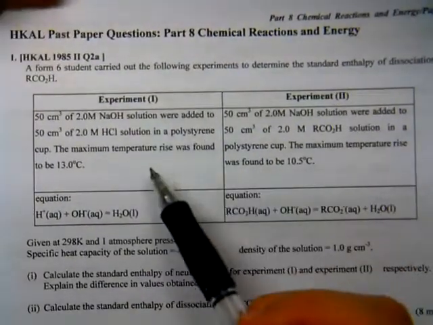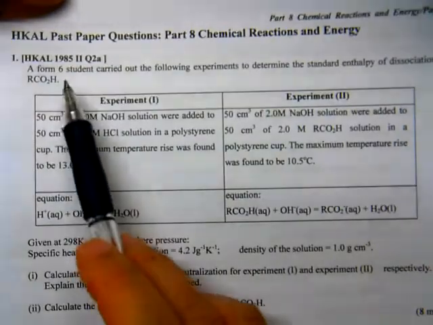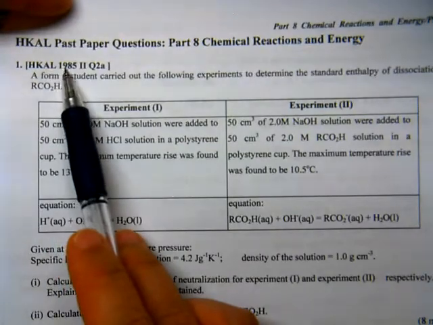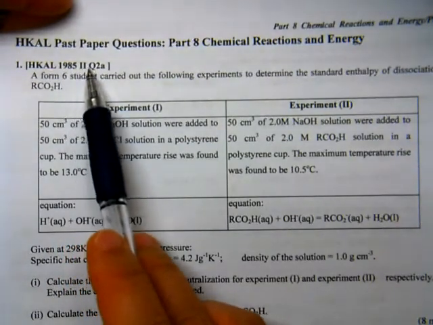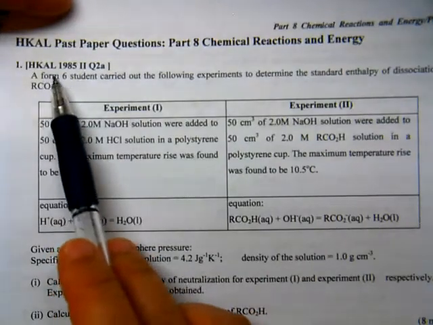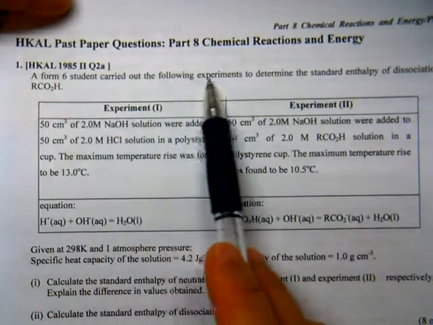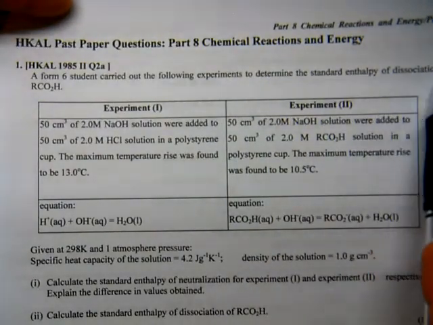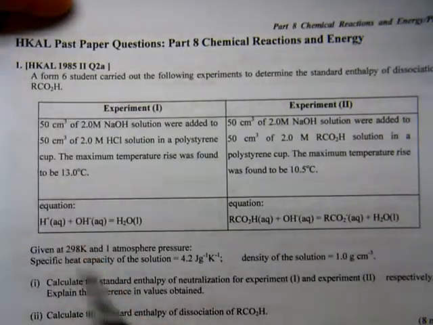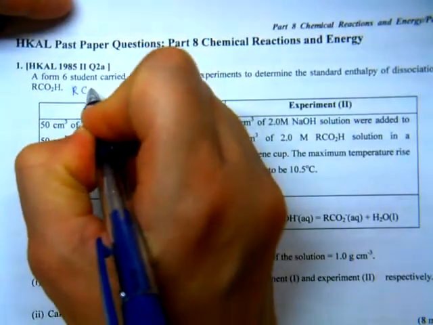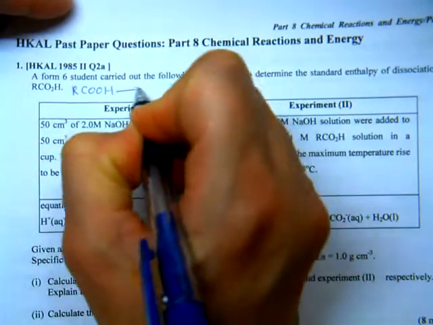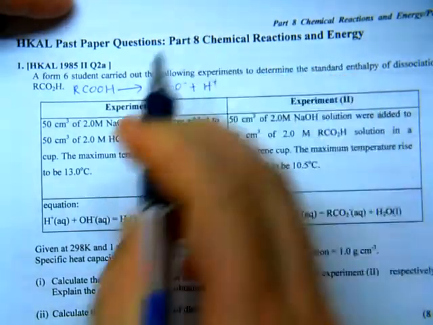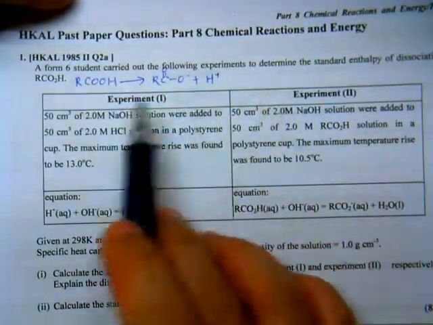Now, in order to check whether you really understand or not, let's try this past paper, AL1985 paper 2, question 2a. Form 6 students carry out the following experiments to determine the standard enthalpy of dissociation of an acid. What does it mean? Dissociation means the energy needed for ionization. How? Let's look at two experiments.